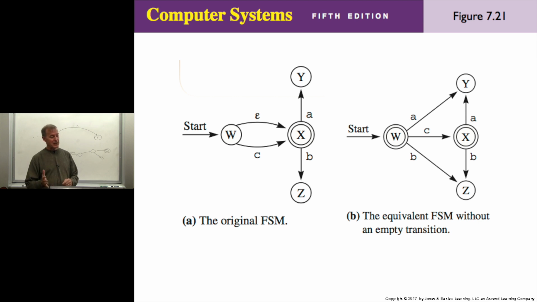So if we get rid of the empty transition from W to X, we have to add not one transition, but what? Two of them. Does everybody see how that works? So we have a transition from W to Y on A, and also a transition from W to Z on B. And that's how we get rid of that empty transition. But furthermore, because X was a final state, what has to happen? Yeah, W has to be a final state. Is everybody following this all right? Are we good?